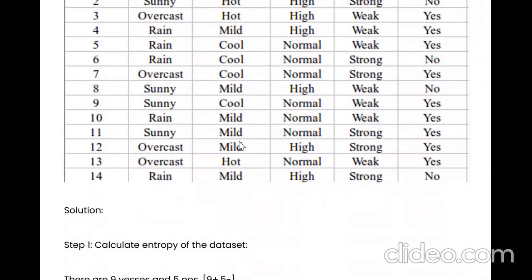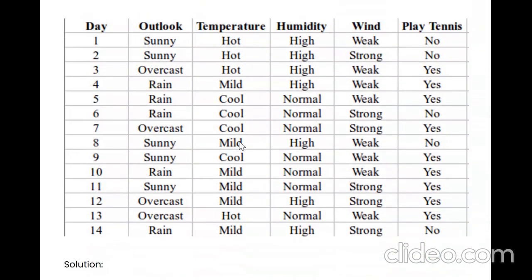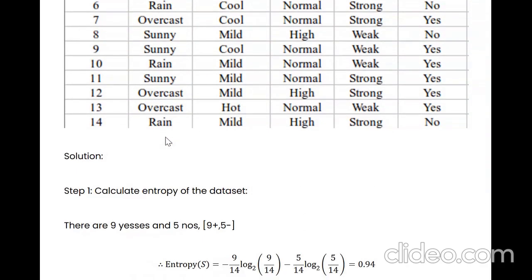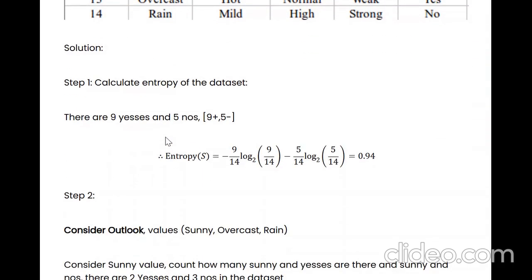Now let us start with the problem. This is a classic problem of play tennis. The inputs are outlook, temperature, humidity, and wind, and play tennis is the output column. It has two values, no and yes. Outlook, as we can see, has three distinct values: sunny, overcast, and rain. So we will start with the problem.